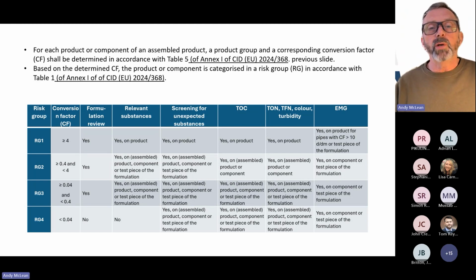A formulation review, relevant substances, screening, TOC, turbidity, colour, TON, TFN. I'll do the explanations of the abbreviations in a minute because I can't remember them all, and EMG. So it lists what product. I know that the table is very simplified, but I'll explain a little bit more. So, for example, relevant substances, it says, yes, testing is required on assembled product, component or test piece of the formulation.